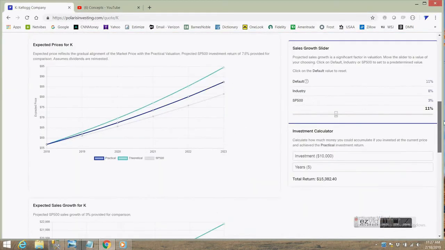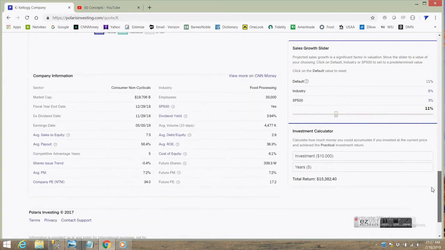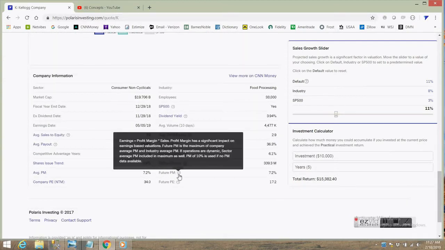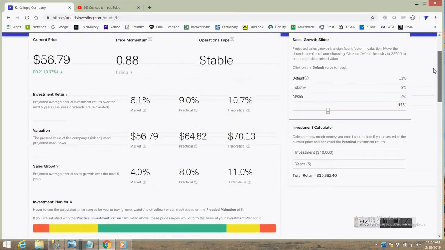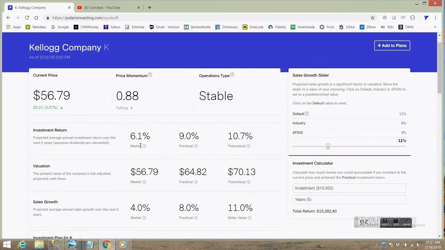Some additional information that I want to make sure you're aware of is down here at the bottom under the company information. You have things like projected future profit margin, future PE. You have the historical profit margin, historical PE, and cost of equity, 6.1%. The same thing as this investment return, the market investment return.